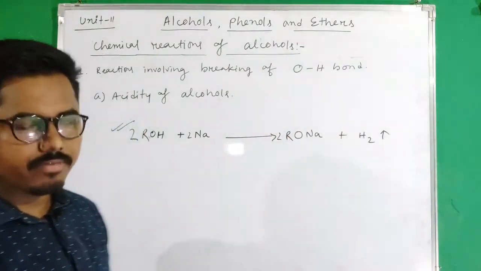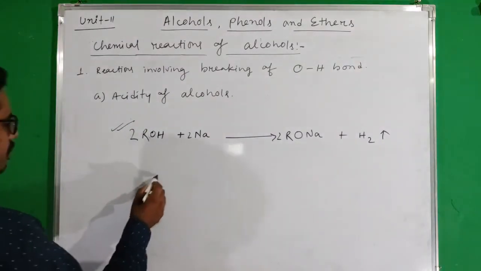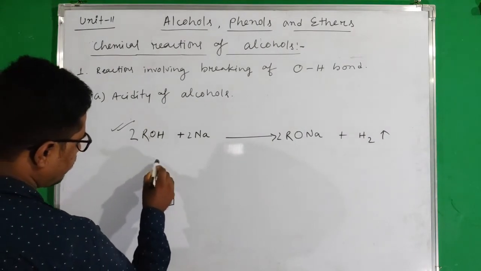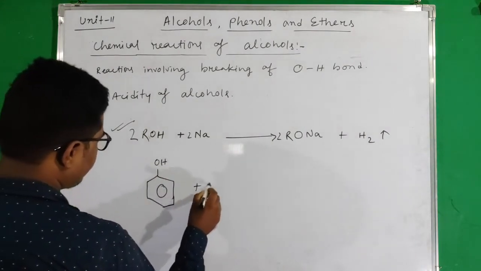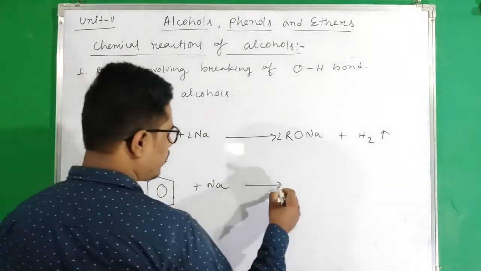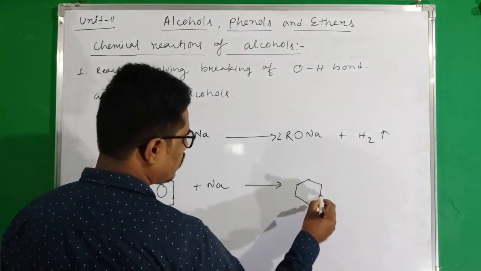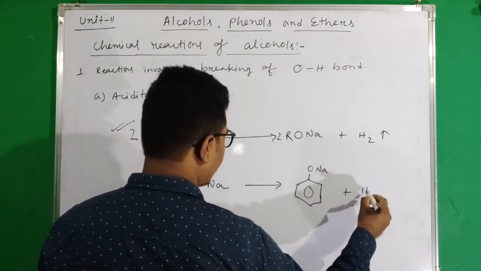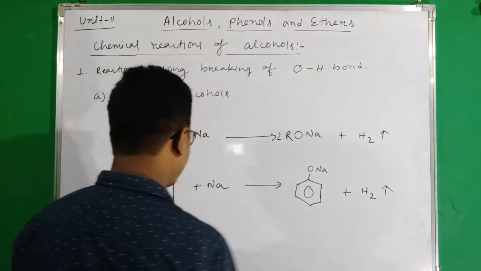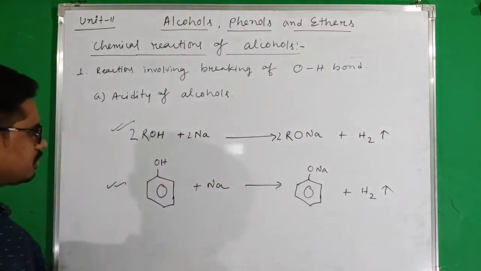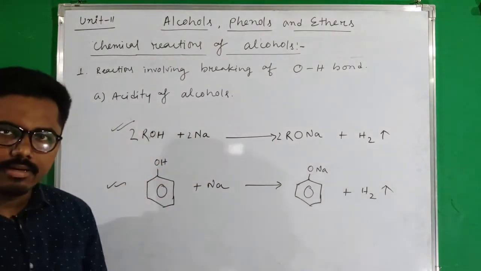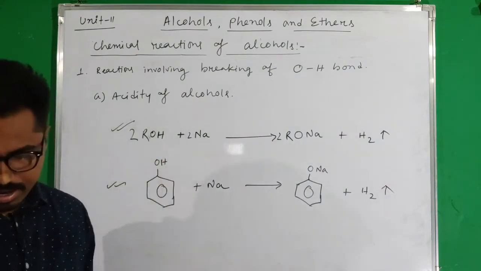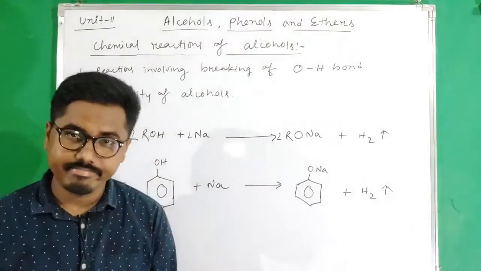Similarly, phenols are also acidic in nature, because phenol also reacts with sodium metal to give sodium phenoxide and hydrogen gas. So both alcohols and phenols are acidic in nature. These two chemical reactions prove that alcohols and phenols are acidic in nature.